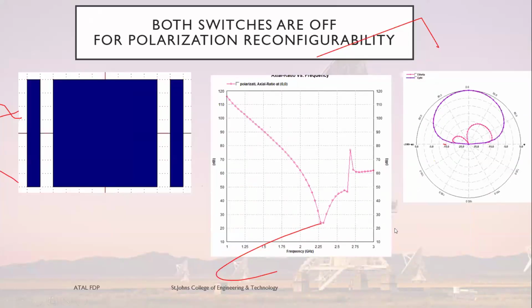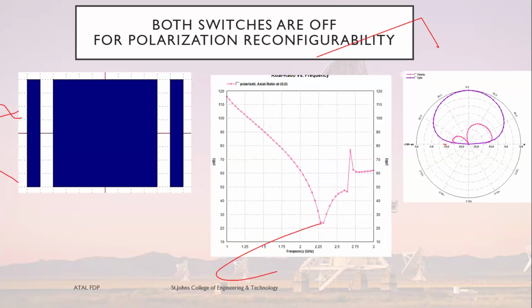Now look at this structure. This is my antenna. I kept two strips on the left and right hand side to change the polarization. When both the switches are off, it gives linear polarization, because I use axial ratio to look at the polarization. If axial ratio is 0 dB, it provides circular polarization. Here it is approximately 20 decibels, so it is a linear polarization.